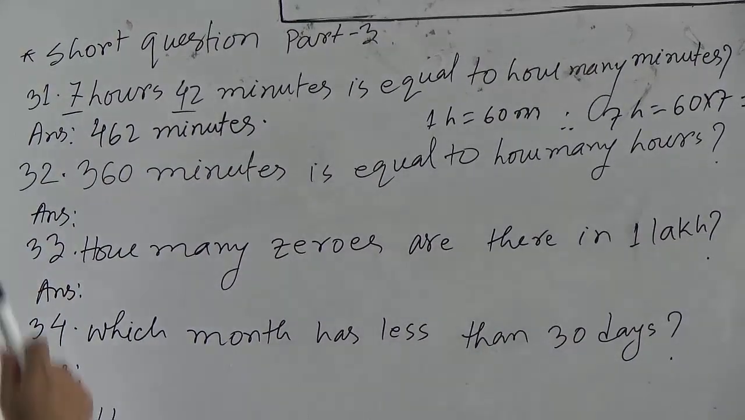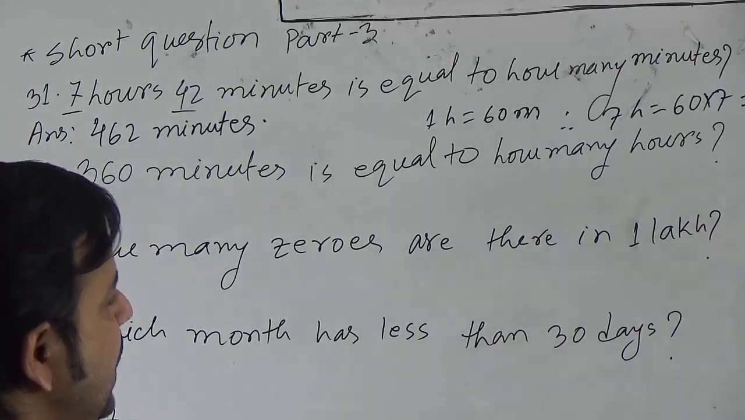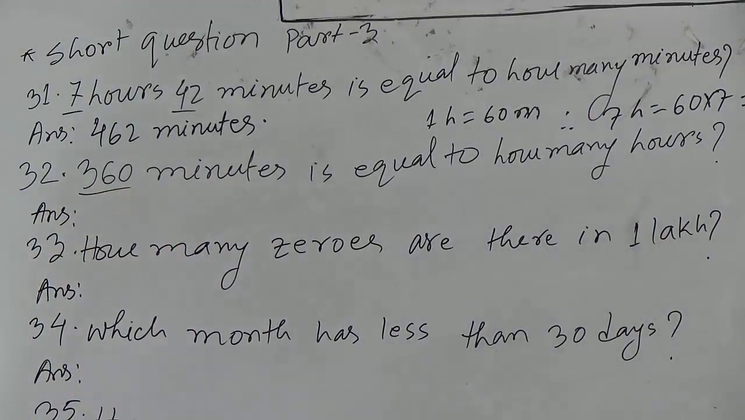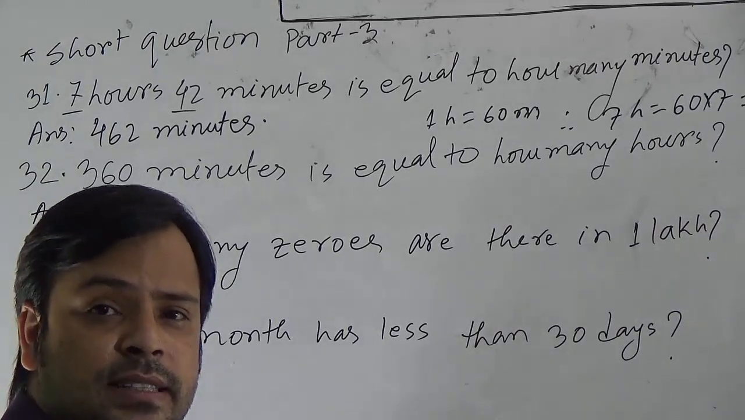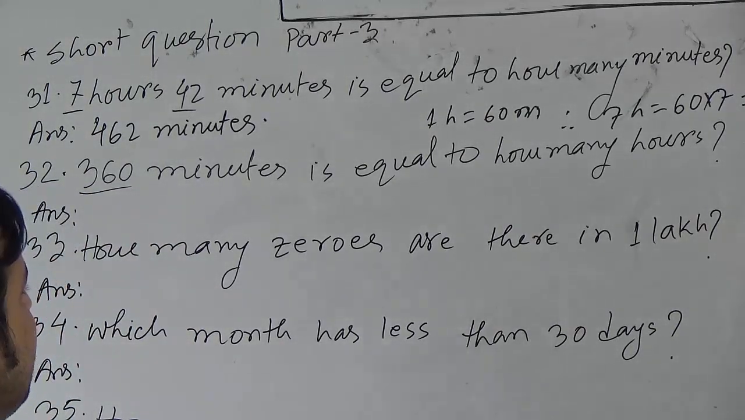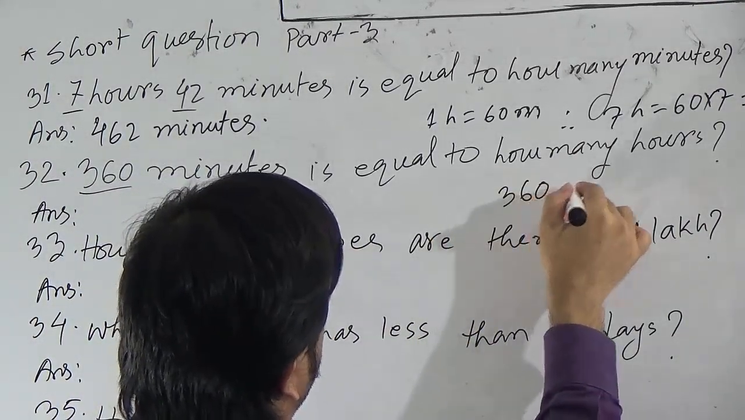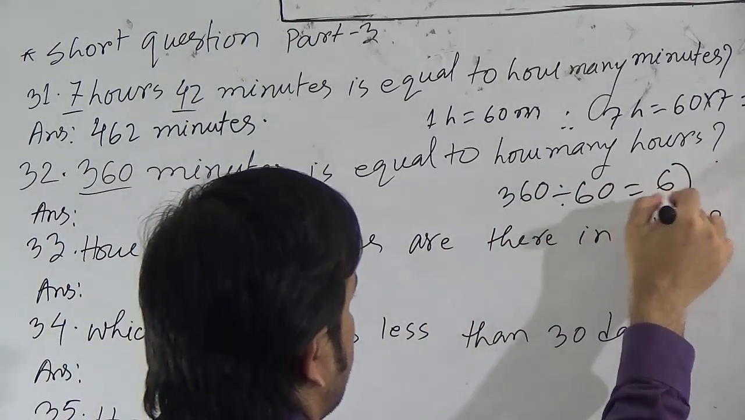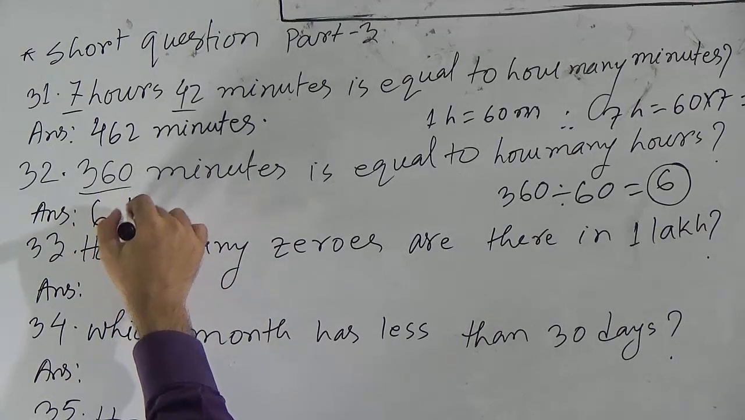Second question, question 32, 360 minutes is equal to how many hours? Dear students, you know 1 hour equals 60 minutes. Here minutes are given. These minutes we have to convert into hours, as minute is the smaller unit and hour is the larger unit. So, we have to divide 360 by 60. Then we will get how many hours there will be. It will be 6 times. It means that 360 minutes will be equal to 6 hours.